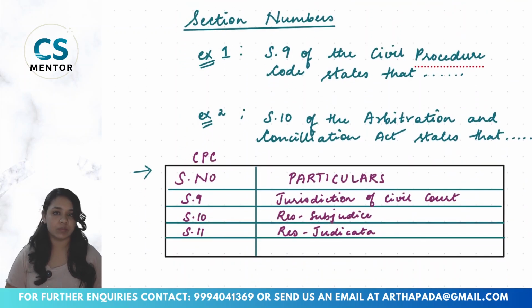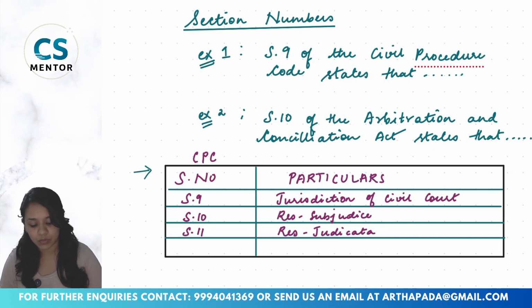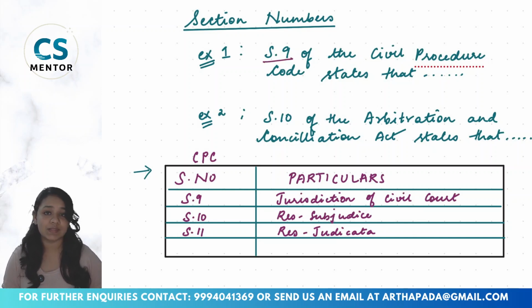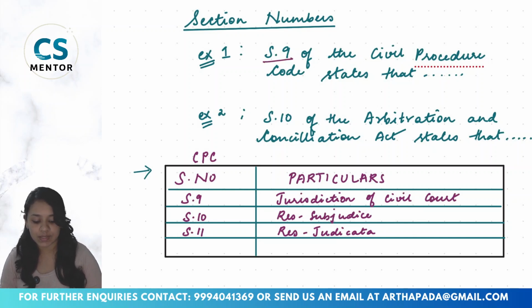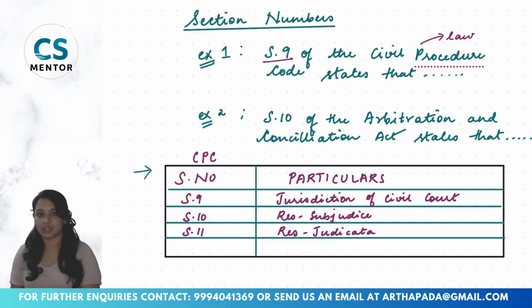Let's look at section numbers itself. Now, section numbers are easy. You have to study the section number and the law to which they belong. So, let's say, for example, we have section 9 of the Civil Procedure Code. So, this is the section number and this is the law itself. Correct? So, when you have the law and the section number, you simply have to write it like this.